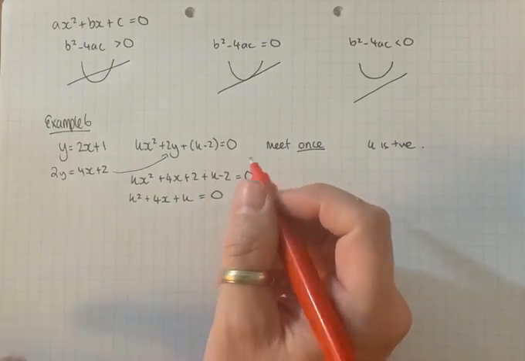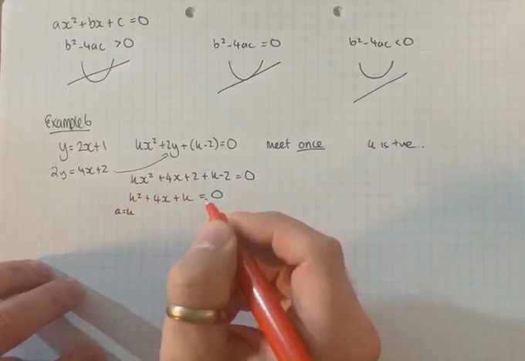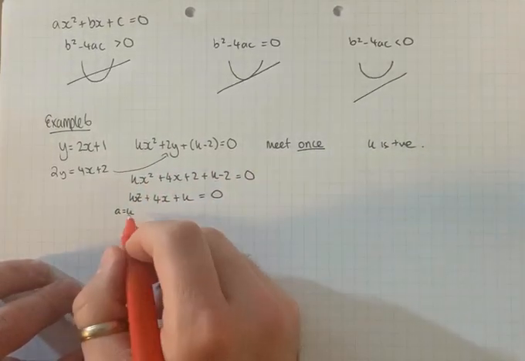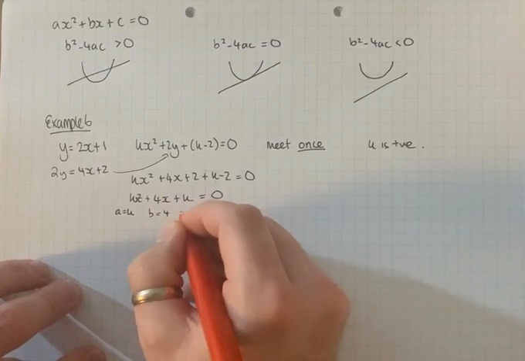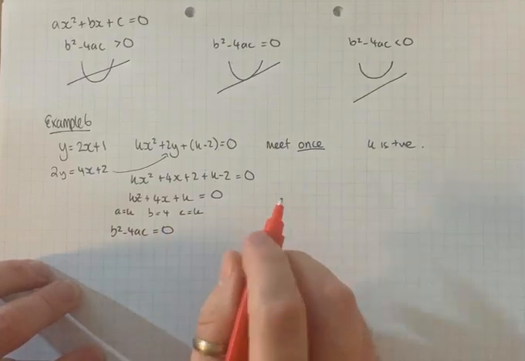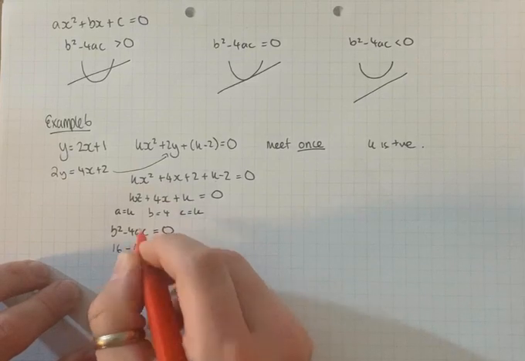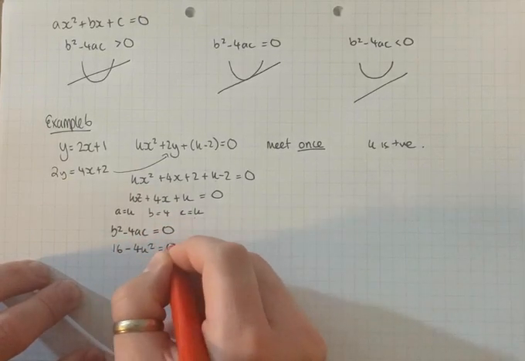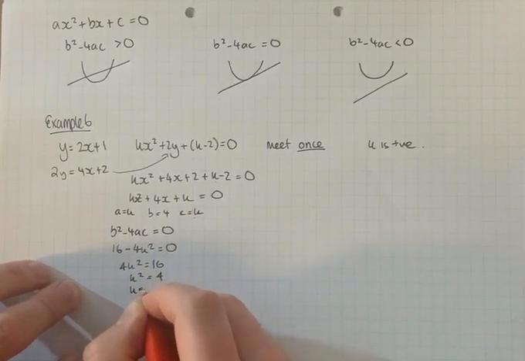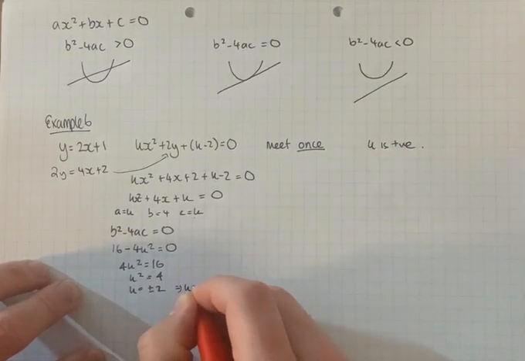Now, I know the discriminant is equal to 0, b squared minus 4ac. So a is k. Sorry, I've written that down wrong. It's kx squared, I've left the x out. A is k, b is 4, c is k. I know b squared minus 4ac equals 0 because it touches, so there's one solution. So I've got 16 minus 4k squared equals 0. 4k squared is 16, k squared equals 4, k is plus or minus 2. However, we're told in the question k is positive, so k equals 2.